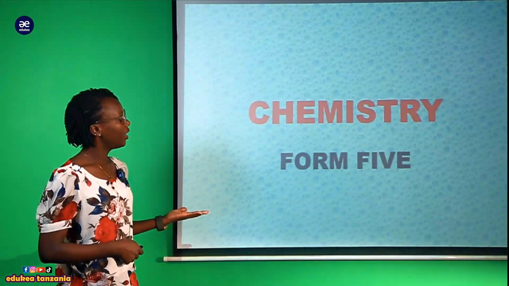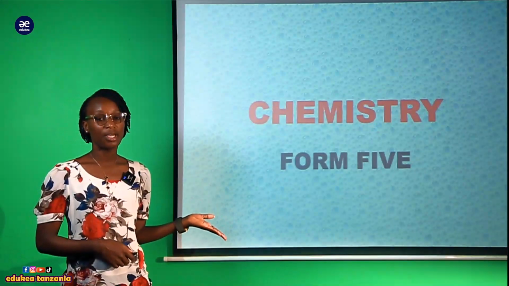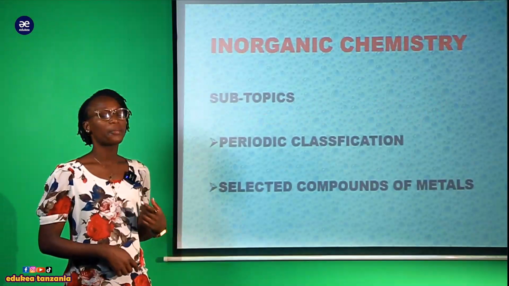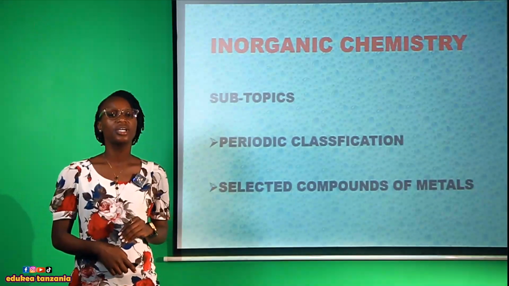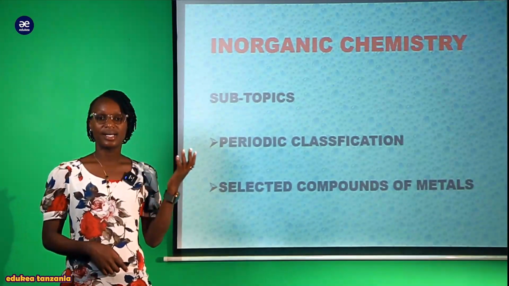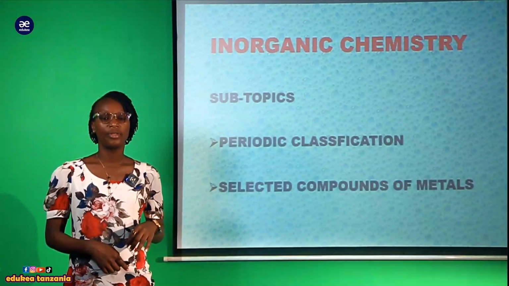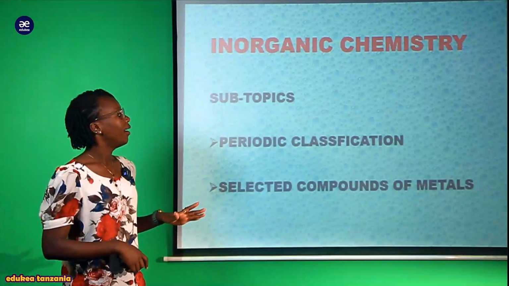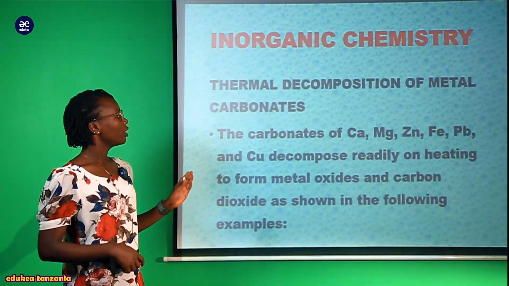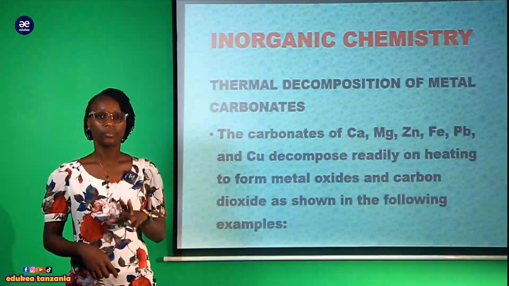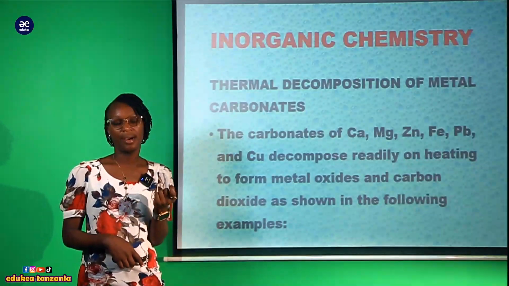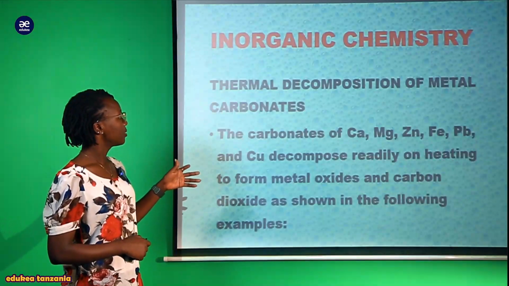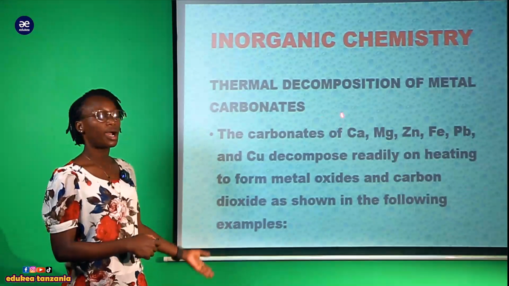My students, here we have our simple and interesting subject known as chemistry, and our class level is Form 5. So we are proceeding with inorganic chemistry, and we are discussing the second subtopic, which is all about the selected compounds of metals. Today we're going to look at each of the chemical properties of the metal oxide. But before, let us discuss the thermal decomposition of metal carbonate.